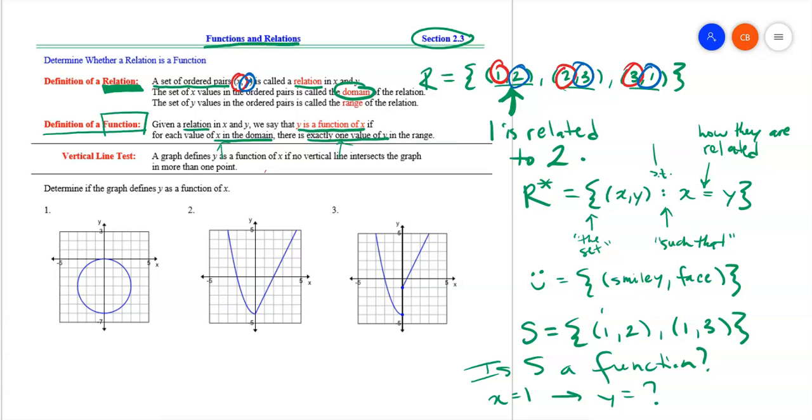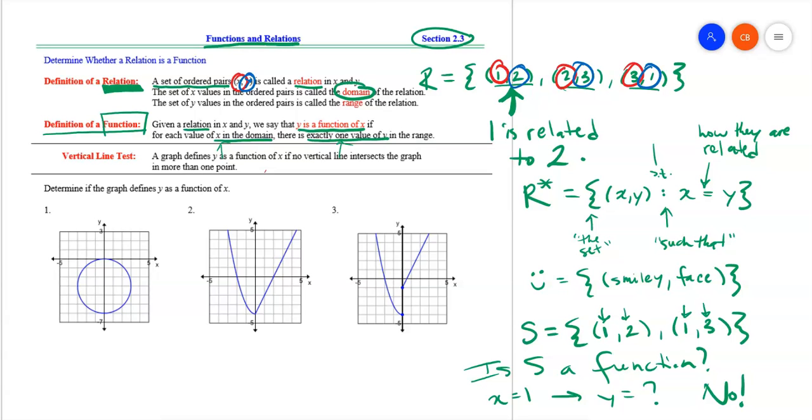But then we see that if we plug in 1, we might get 2 as an answer, or else if we plug in 1, we also might get 3 as an answer. It's not clear what the corresponding y value is. There are too many to choose from. And so we can say, no, it's not a function, because there are too many y values that correspond to the x value of 1. There should only be one y value.